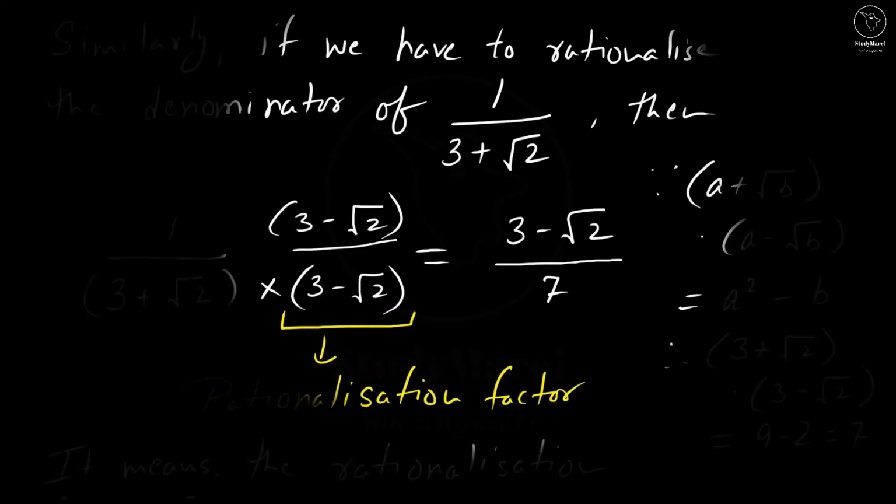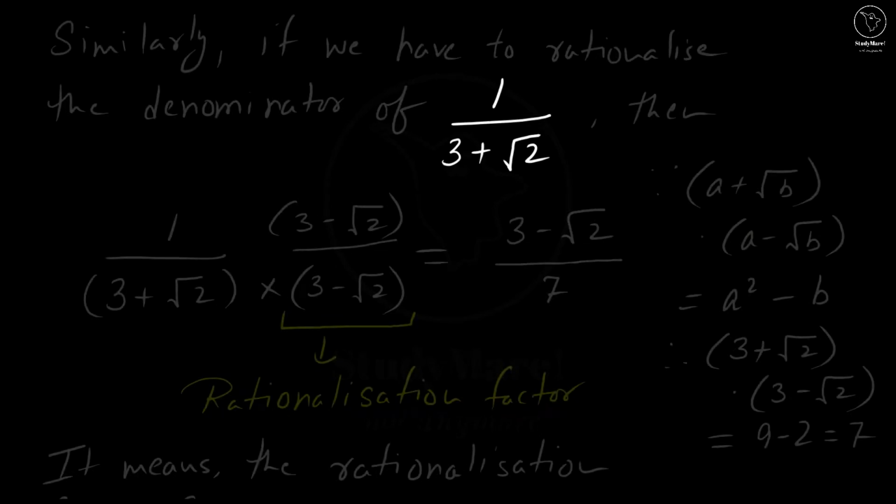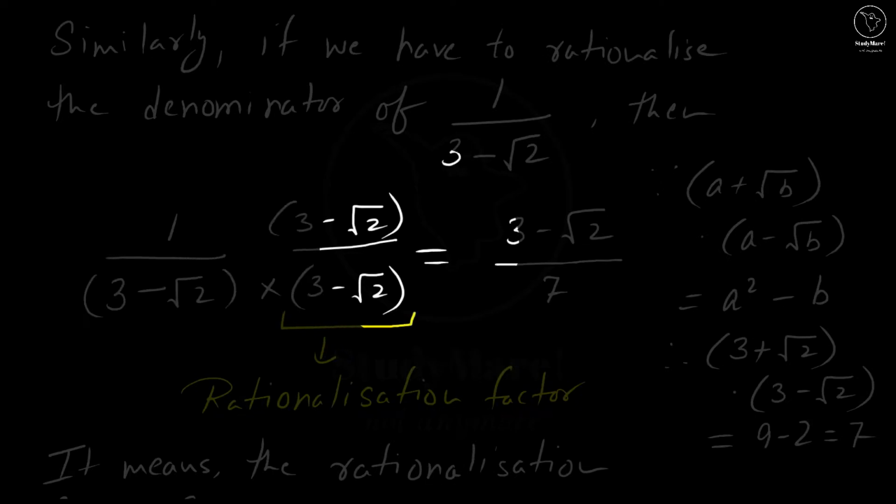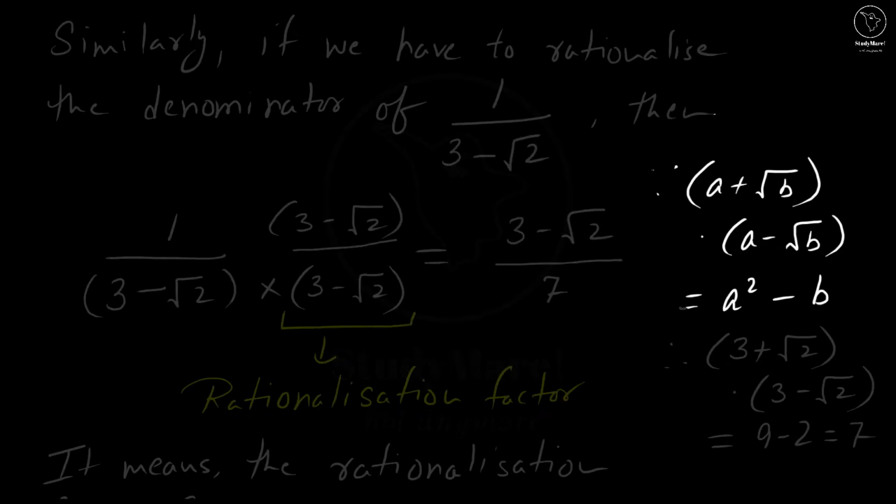Now, let's change the positive sign in the given expression to negative and see what will be the result in this case. So now we have 1 by 3 minus root 2. Let's change plus to minus here also. The identity used to solve the question remains the same. Although, just for easier understanding, let's change the signs in the identity too, changing minus to plus and vice versa. But the result remains the same, which is a square minus b.